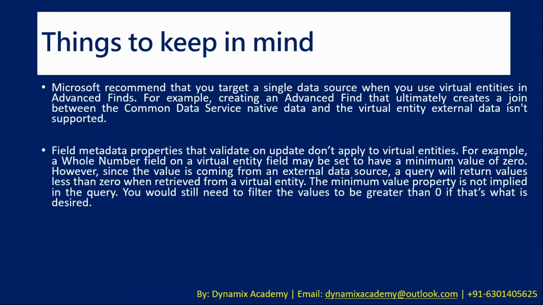So this means that even though the minimum value for a whole number in a Dynamics 365 instance starts from 0, since the data is coming from an external data source, there may be certain situations where in the external data source the value is stored as negative or less than 0. Then the minimum value restriction on the whole number field is not implied. So this is the kind of thing you need to keep in mind. You need to be very cautious while retrieving those records in your SDK or advanced find. If you want to retrieve values greater than 0, then you need to specify it in your filter criteria.